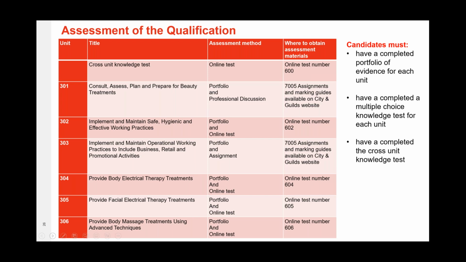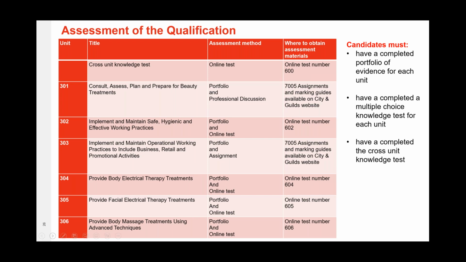So we have our cross-unit knowledge test. This is an online test, and obviously there is the assessment. Where to obtain the assessment materials, in that end right-hand column, they're all there for you. 301 is a bit different, and I think Emma and I were really pleased about the way the structure of the assessment turned out for this qualification, because we normally do end of unit tests for every single unit, but it's a little bit of a mix up here to help that learner move towards that endpoint assessment.